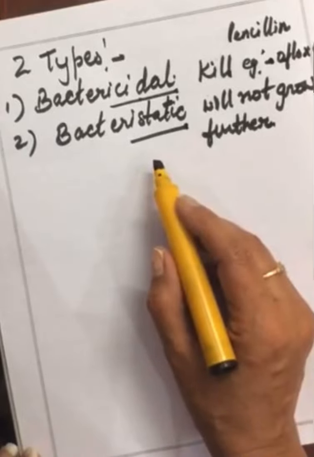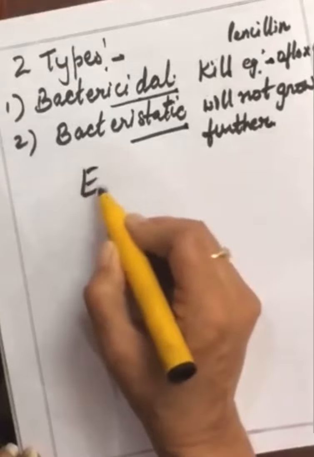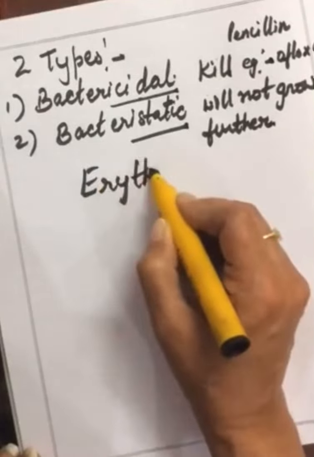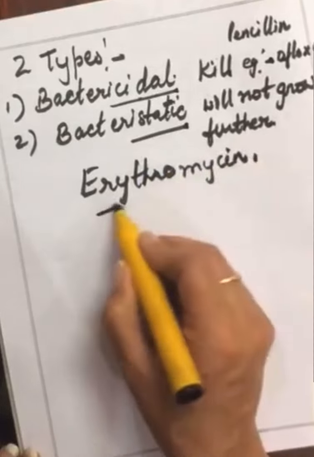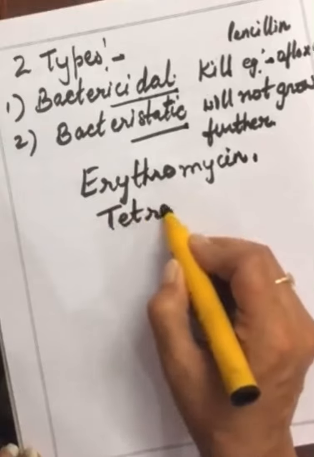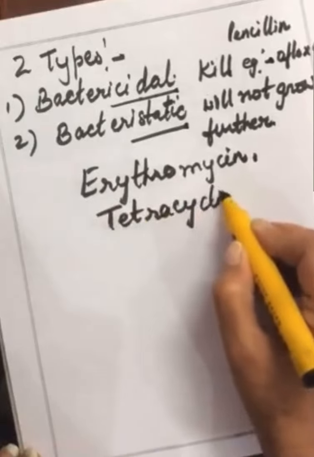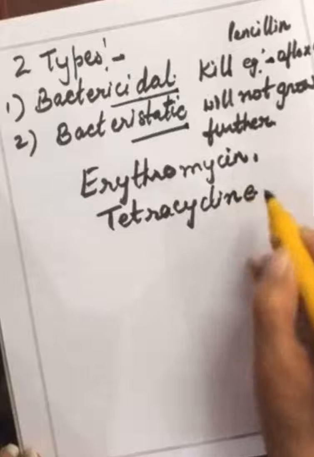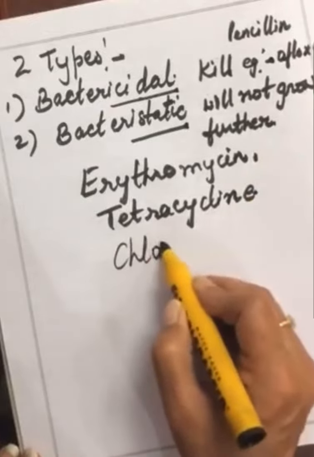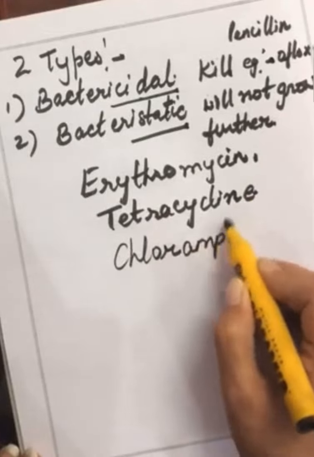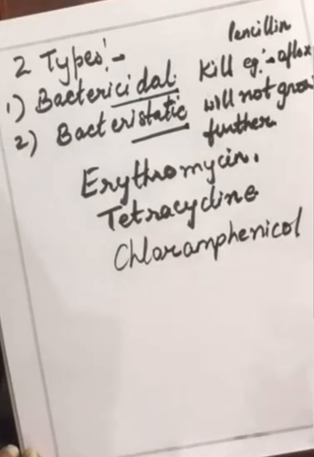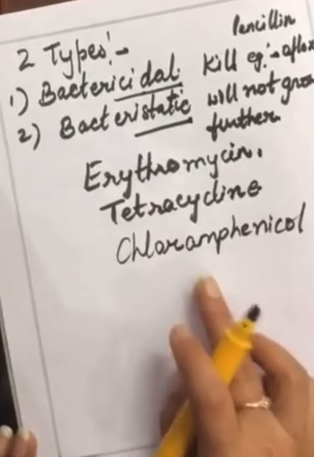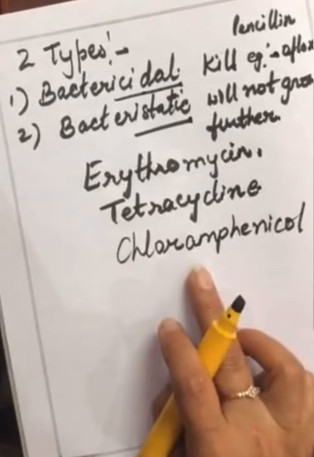The examples of bacteristatic antibiotics are erythromycin, tetracycline, and chloramphenicol. So these are some examples of bacteristatic antibiotics.